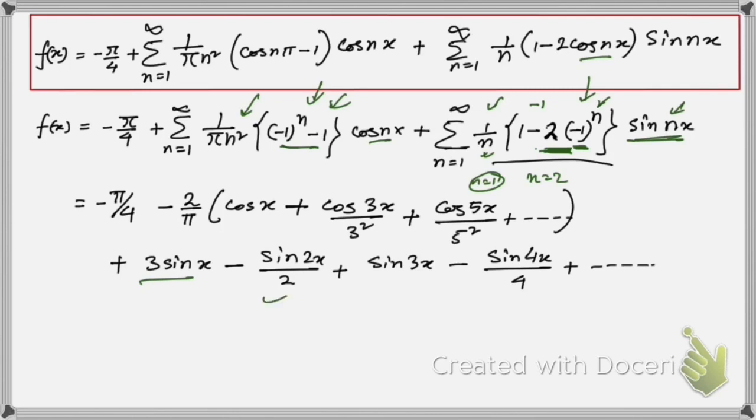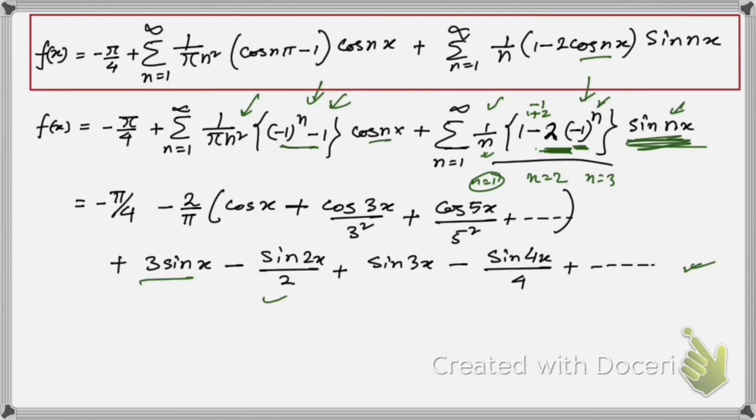Similarly, if you put n is equal to 3, for odd numbers, this minus 1 to the power n is going to be minus 1, minus 1 into minus 2 is going to be plus 2, and then 1 plus 2 is going to be 3. So here we're going to put 3 as well. So 3 will be cancelled, and here it will be sine 3x, and so on. That's how we're going to get this series. So hope you have understood, right? So this is the required Fourier series.